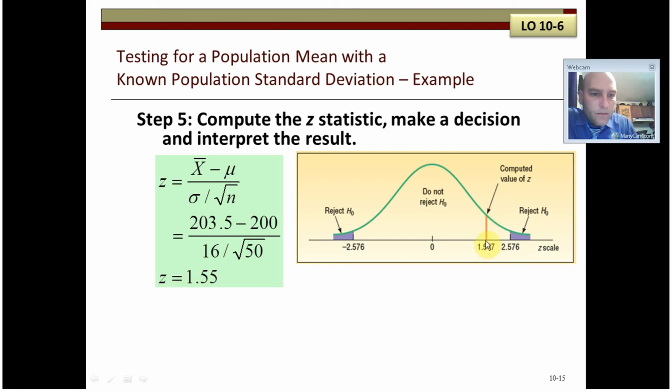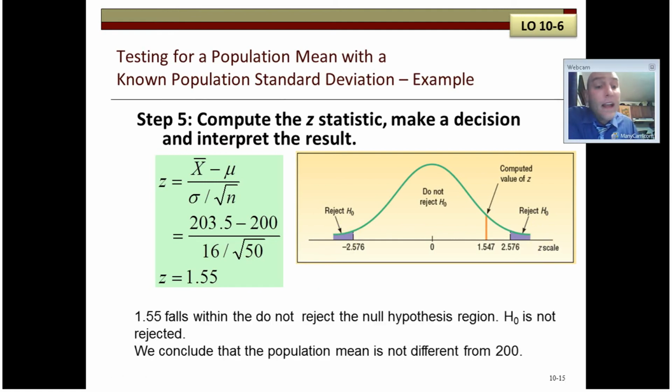This number right here. Because our computed test statistic is not in the region of rejection, we fail to reject the null. H naught is not rejected, and we conclude that the population mean is not different from 200. So we've introduced some changes, but those changes haven't changed much. That is to say that 203.5 is still really close to 200. It's not really all that different.